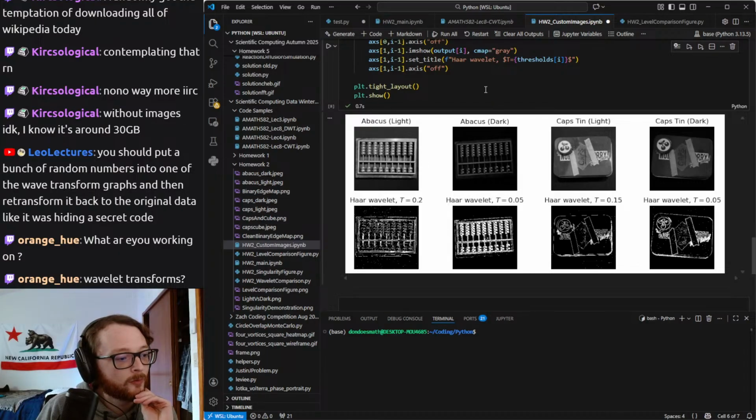Put a bunch of random numbers into one of the wavelet transform graphs and retransform it back to the original data, like it was hiding a secret code. Oh, that'd be a funny encryption method.